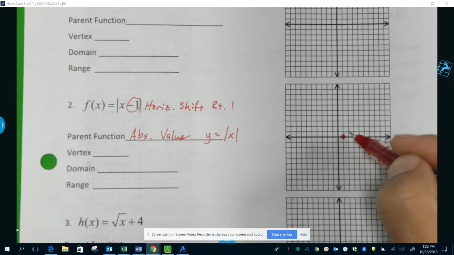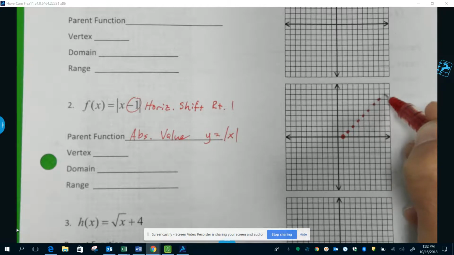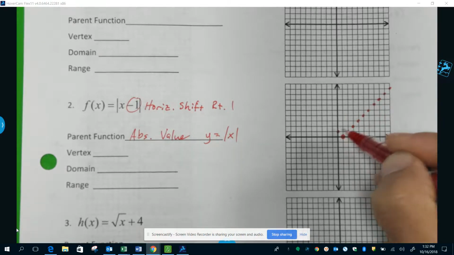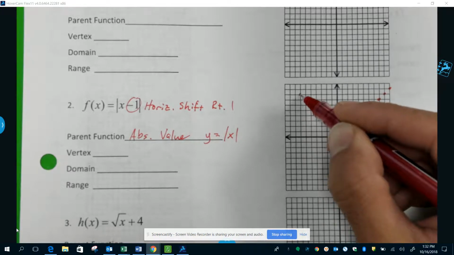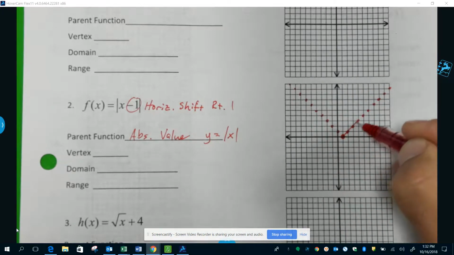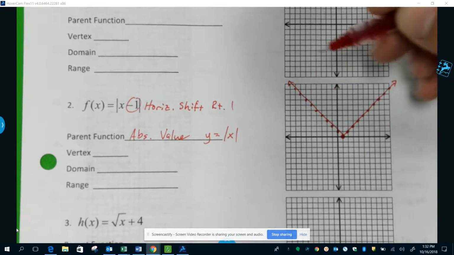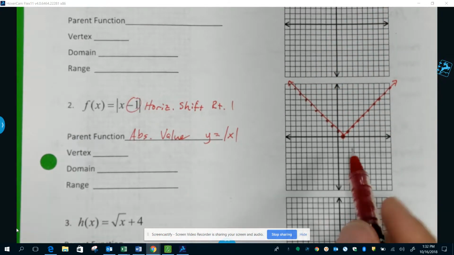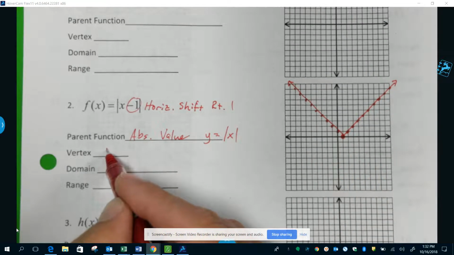If you look at the original parent function on your foldable, from that vertex, every unit goes up and to the right 1 unit, and also up and to the left 1 unit. And our absolute value function has now been shifted 1 unit to the right. So our new vertex is now at 1, 0.